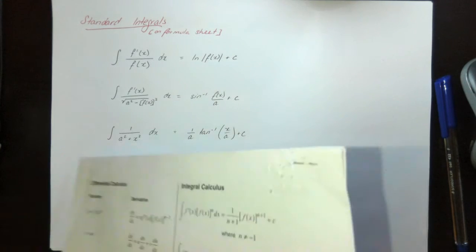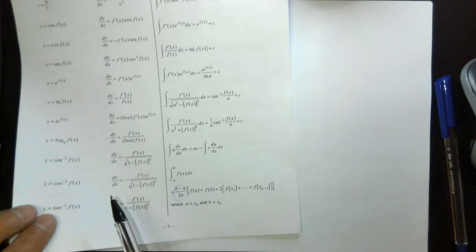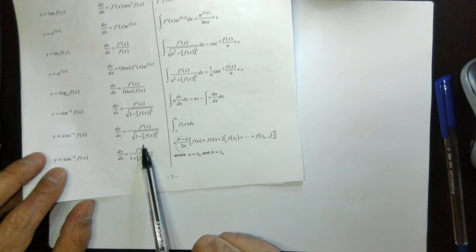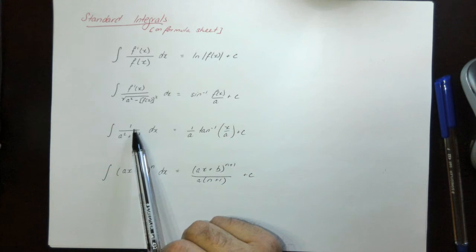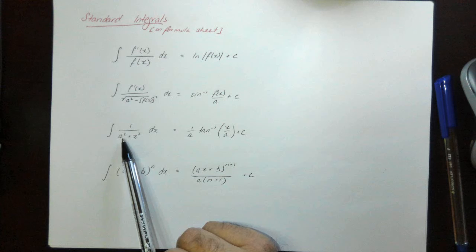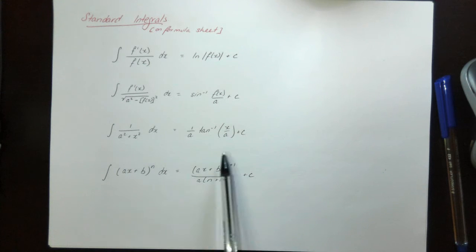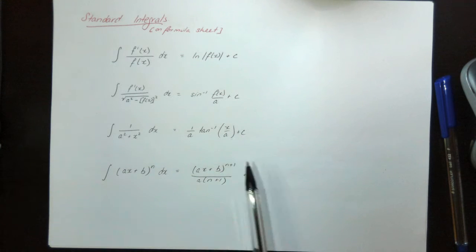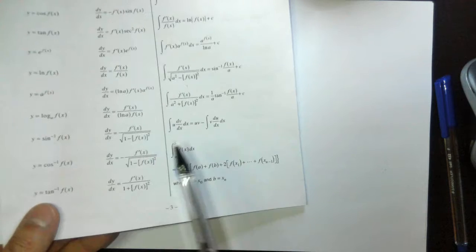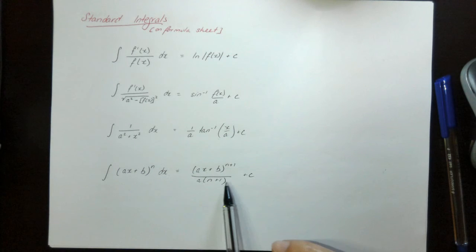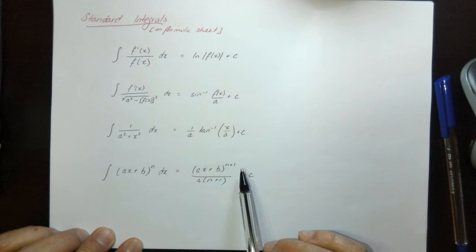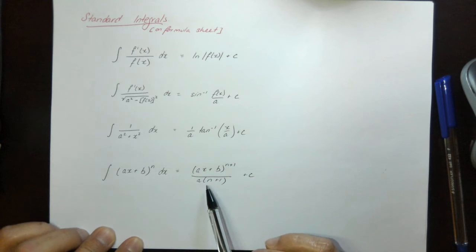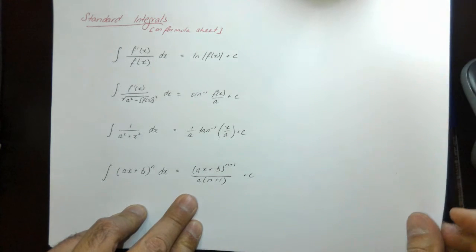Now, we also have things like inverse tan. We have something like 1 over a term that's squared plus x squared. Well, that is inverse tan. Sorry, not inverse cos, sorry. And then we have this standard one where you have a function to the power of n, you have the derivative on the top, and then you have the function on the bottom. Okay. Let's do some examples.